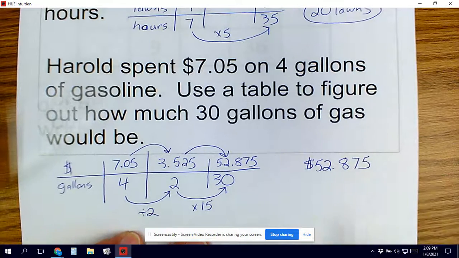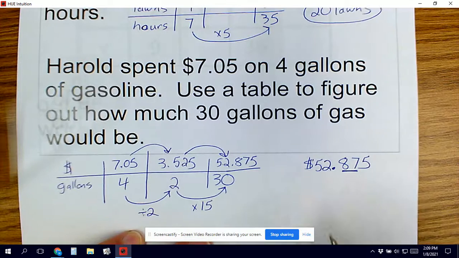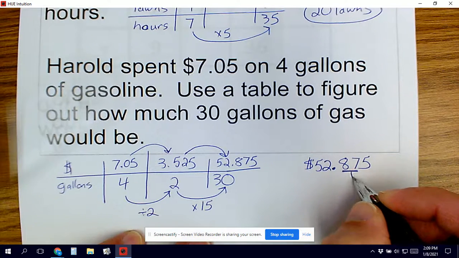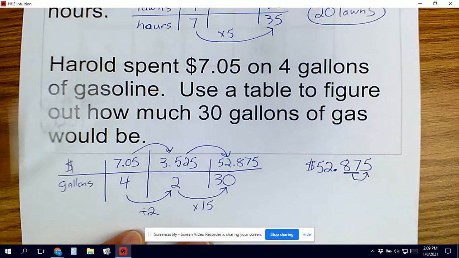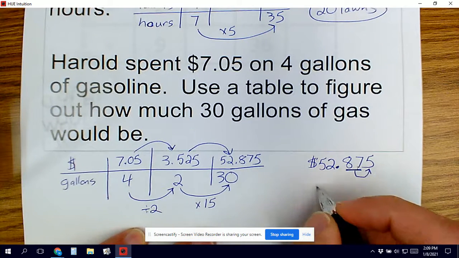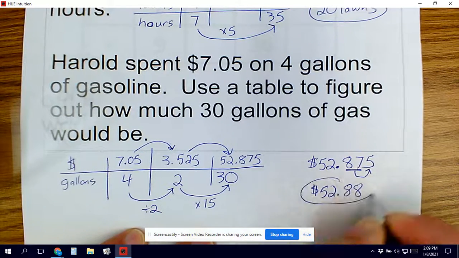$52.875. I know for cents, after the decimal point, I only usually keep 2 digits for cents. So we're going to round. Right now we have 87 cents followed by a 5. A 5 would round. Remember, 5 and above, give that 87 a shove. So we would round this up to $52.88.